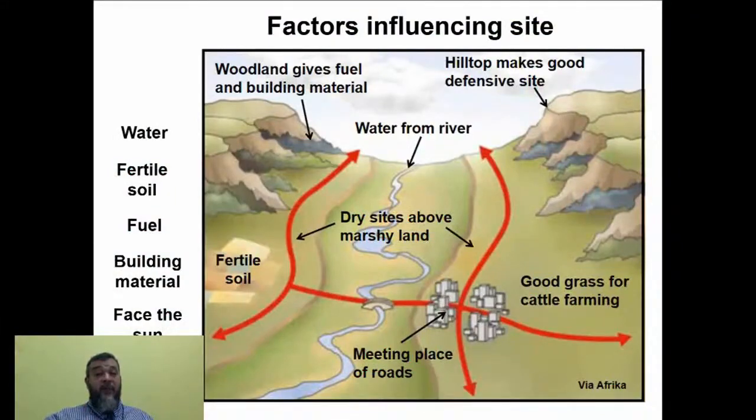Okay? And then the one that is not on this slide here, but is on the main slide itself, is that you needed good grass for cattle farming. You needed good natural vegetation in the area so that people could farm with sheep and cattle. The other factors are all important, but those five, the water, the fertile soil, the fuel, the building material, and the natural vegetation, to me those are the five most important ones. Then you also have dry sites, away from the marshy land, etc. Okay? So those are all the factors that influence the selection of a site for an area.